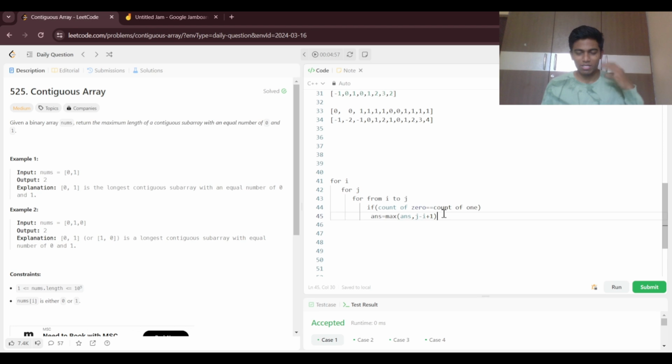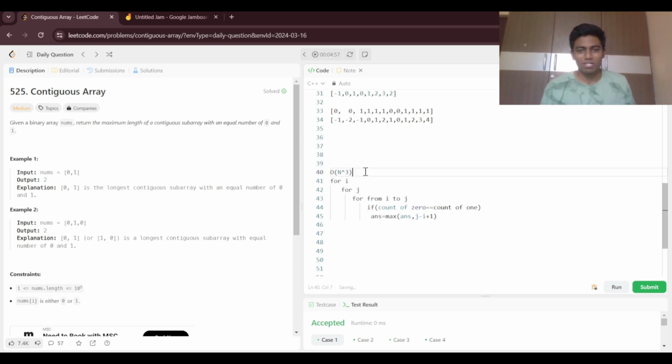Why? Because we are picking the starting index and the ending index, and from the range i to j we are counting the number of zeros and the number of ones. If it matches, then we can say that this is the array we want, and we keep a global variable, answer, to track whether this array is the maximum length we can get. For this, the time complexity is going to be big O of n cube.